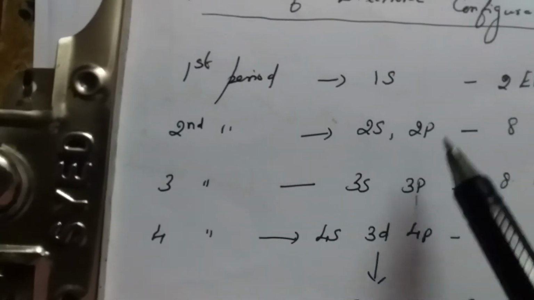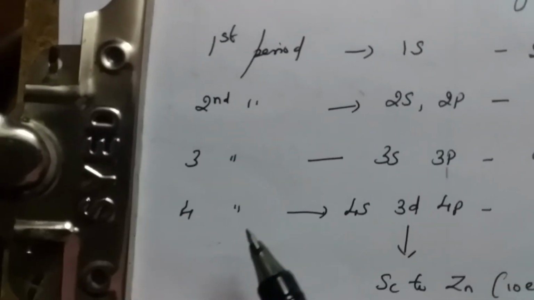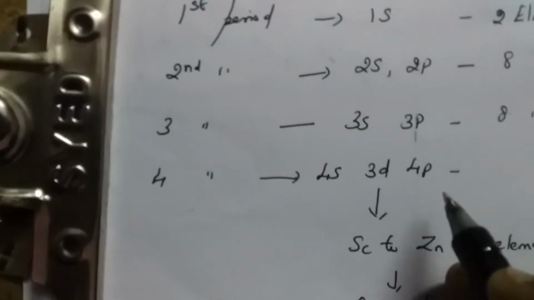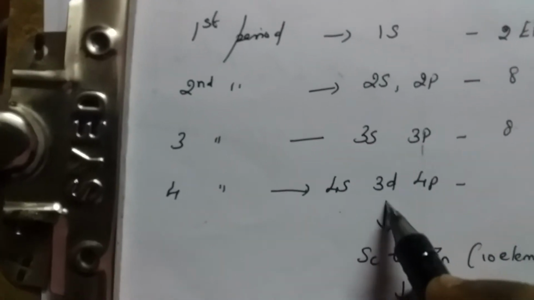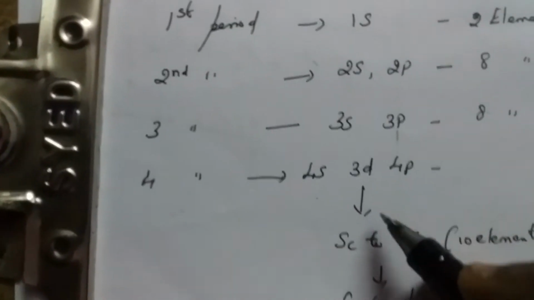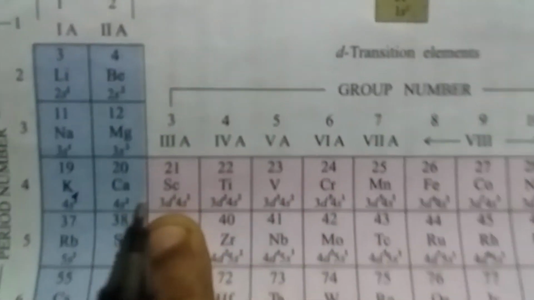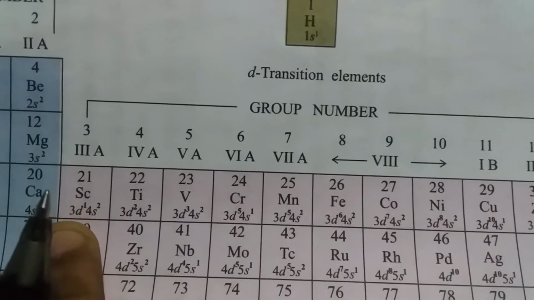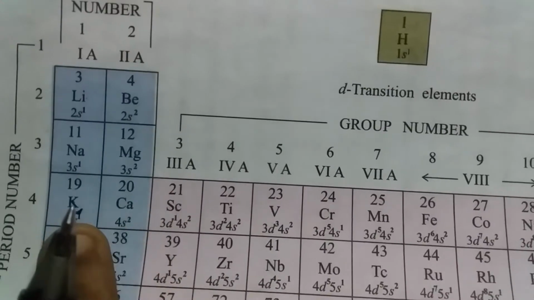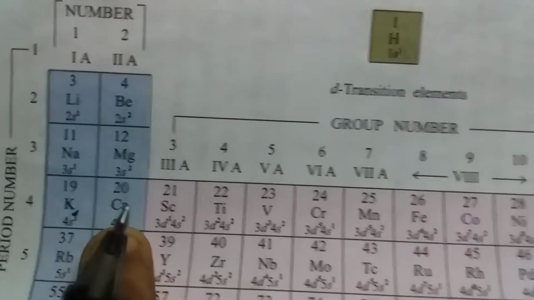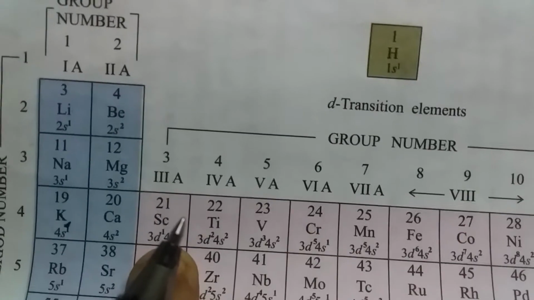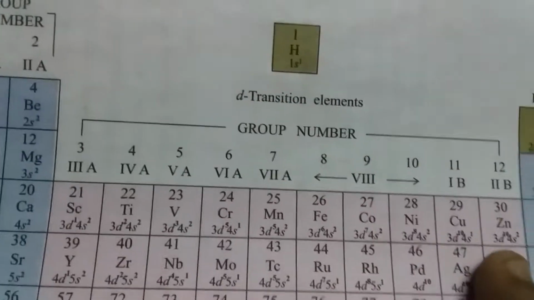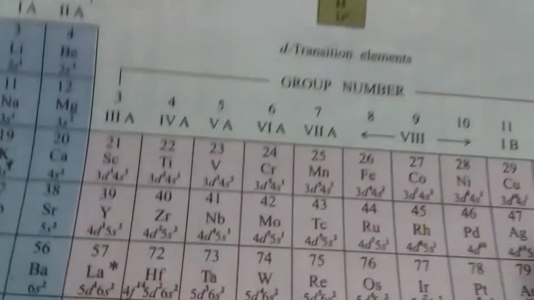The second period is followed by 2s and 2p, and in a similar way the fourth period is followed by 4s, then 3d, then 4p. The 3d orbital filling starts from scandium to zinc. This is the fourth period, where the d orbitals are entered. Up to potassium and calcium, the 4s orbital is filled, followed by the 3d orbital. Totally how many elements? 10 elements are there.